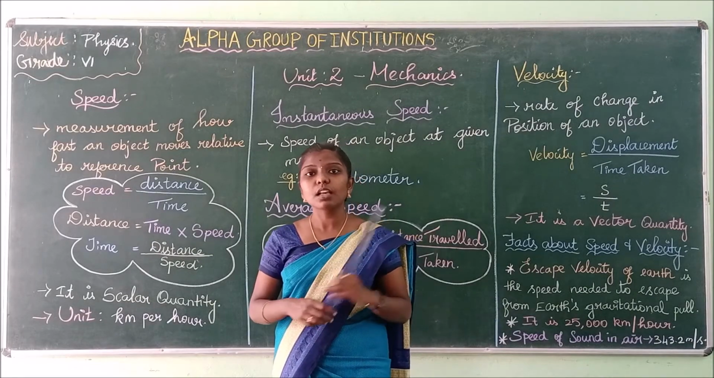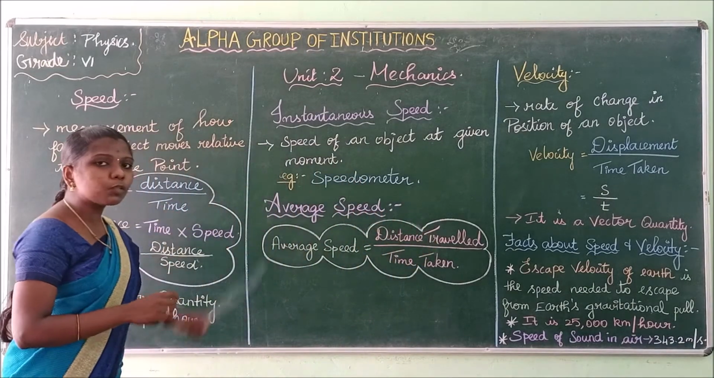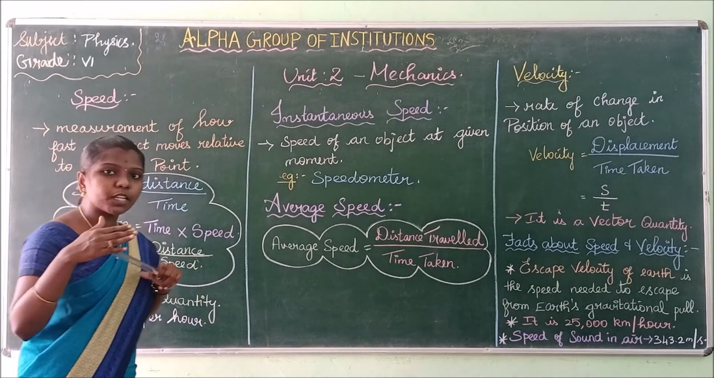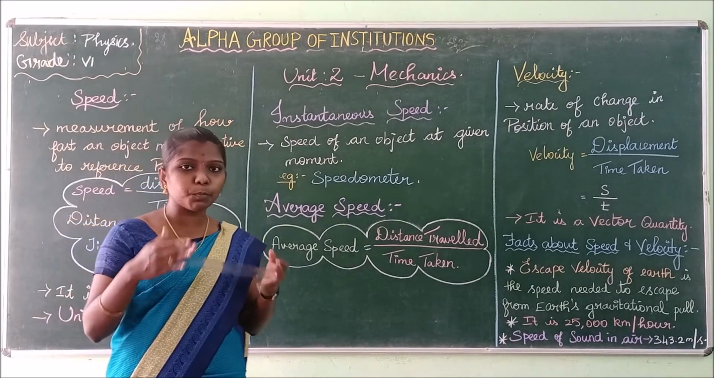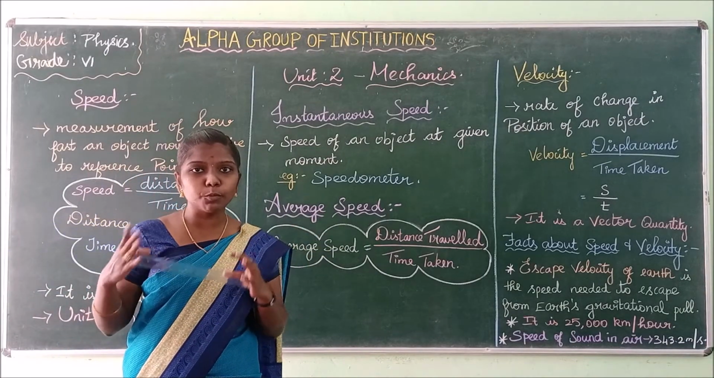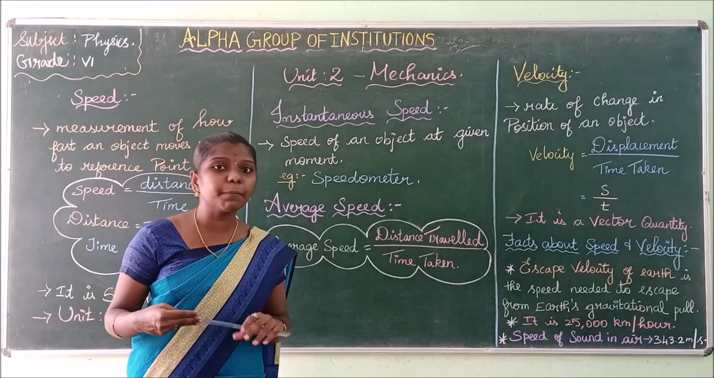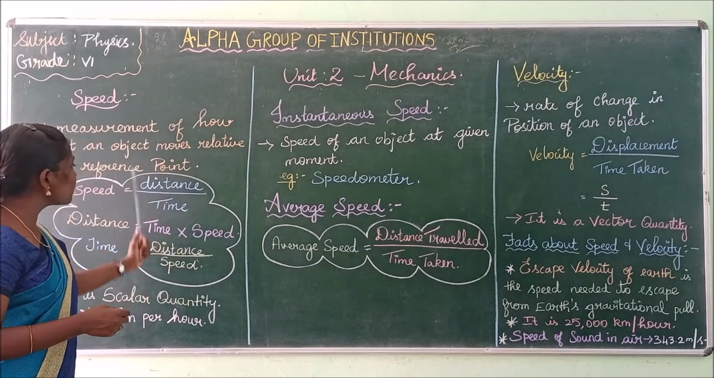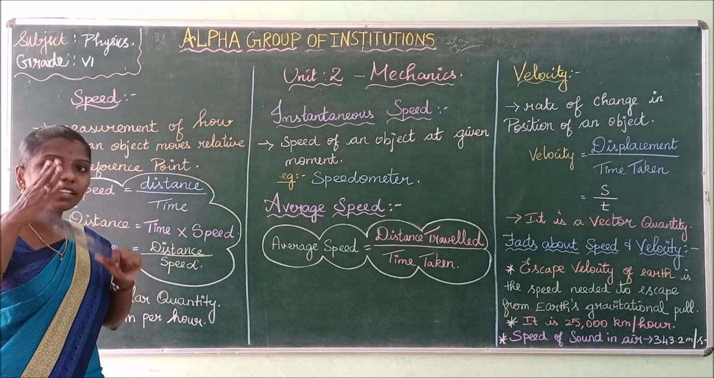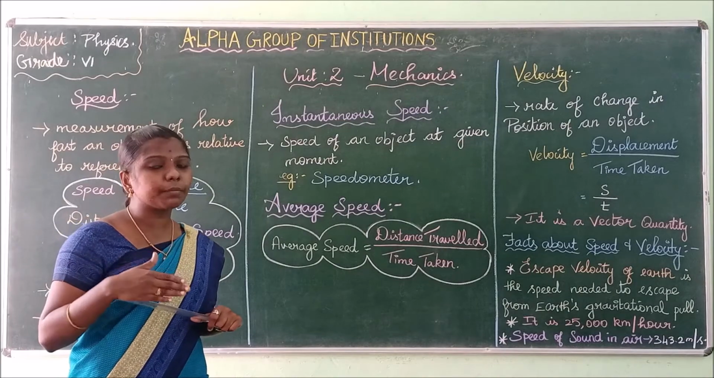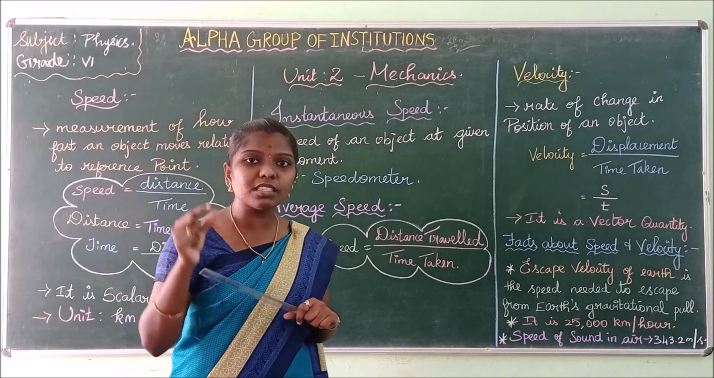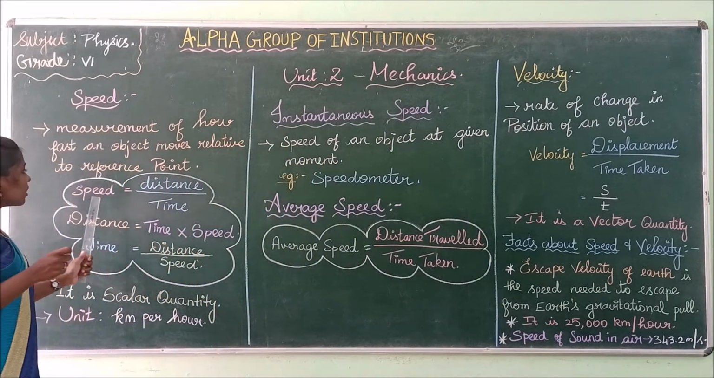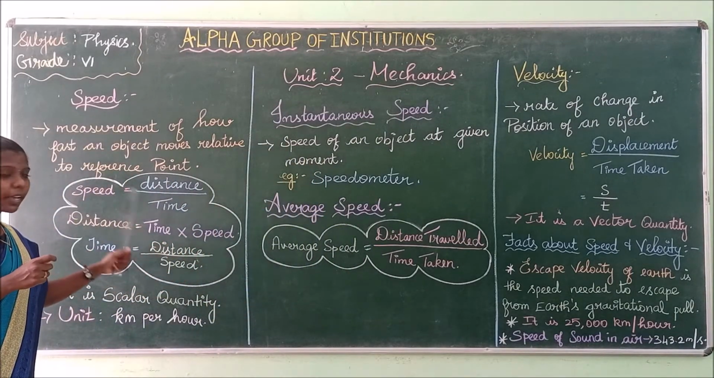Now we are going to see the next topic, speed. What is meant by speed? Speed is the measure of how fast an object moves towards the reference point. The formula to calculate speed is distance by time. Speed is nothing but change in distance with respect to time. The formula for speed is equal to distance by time.